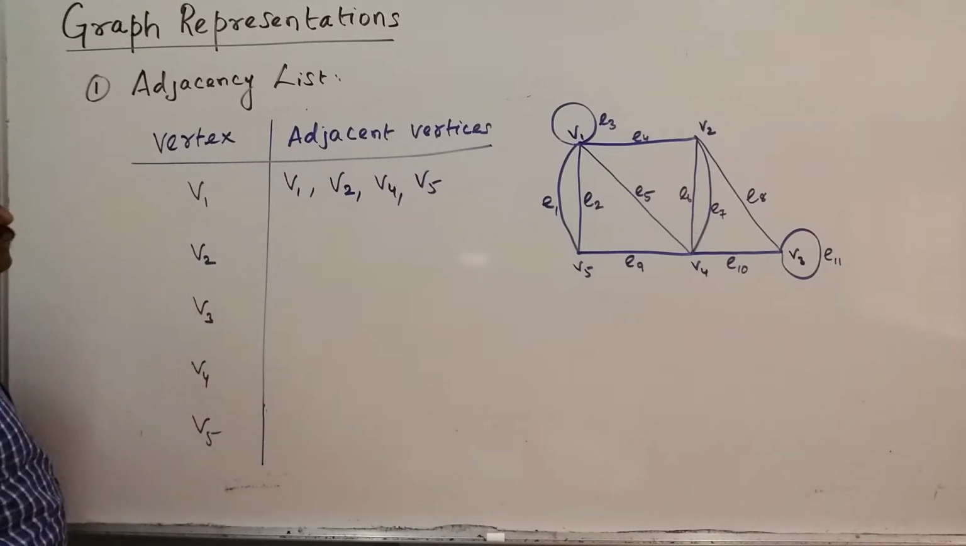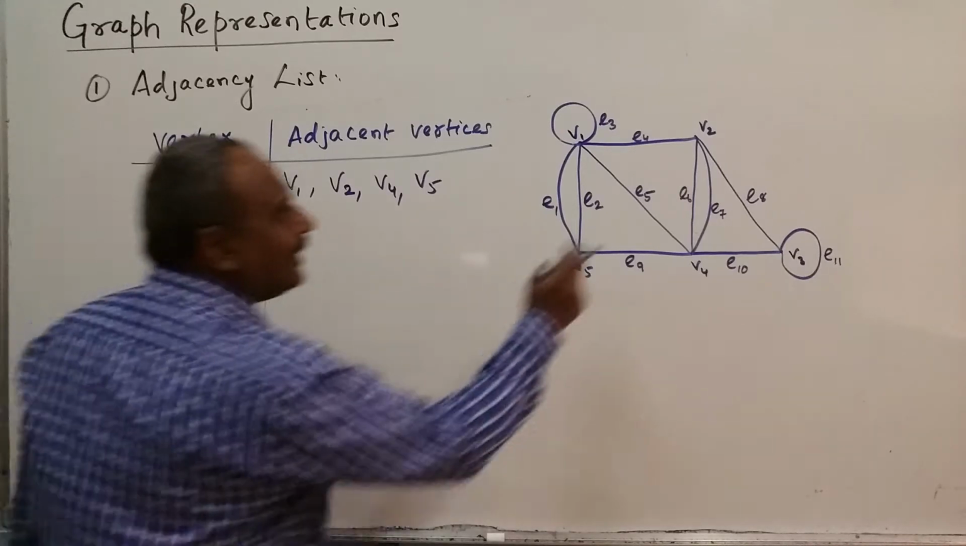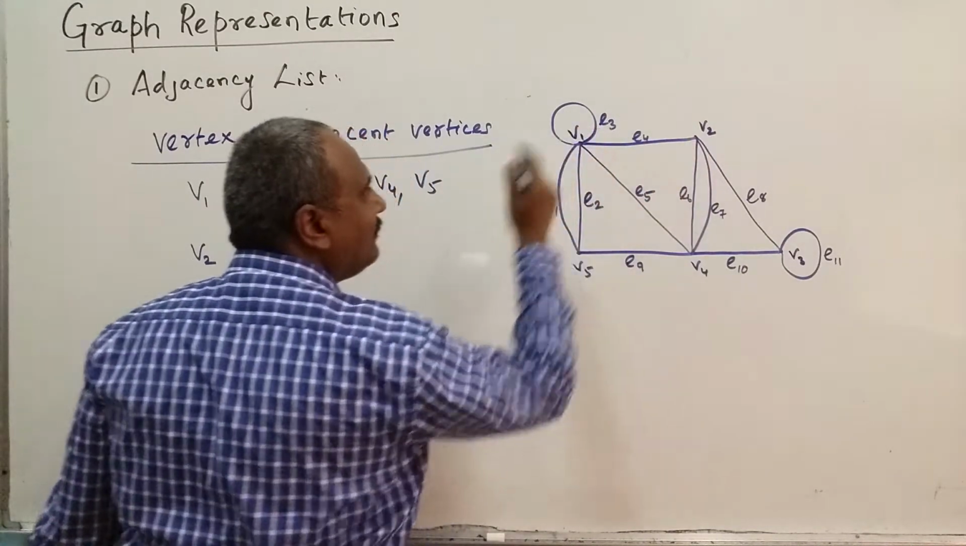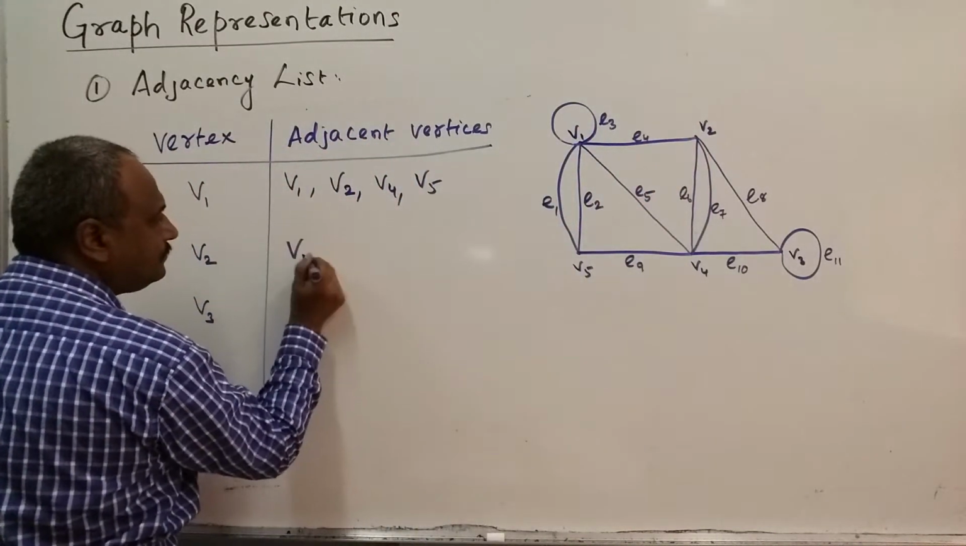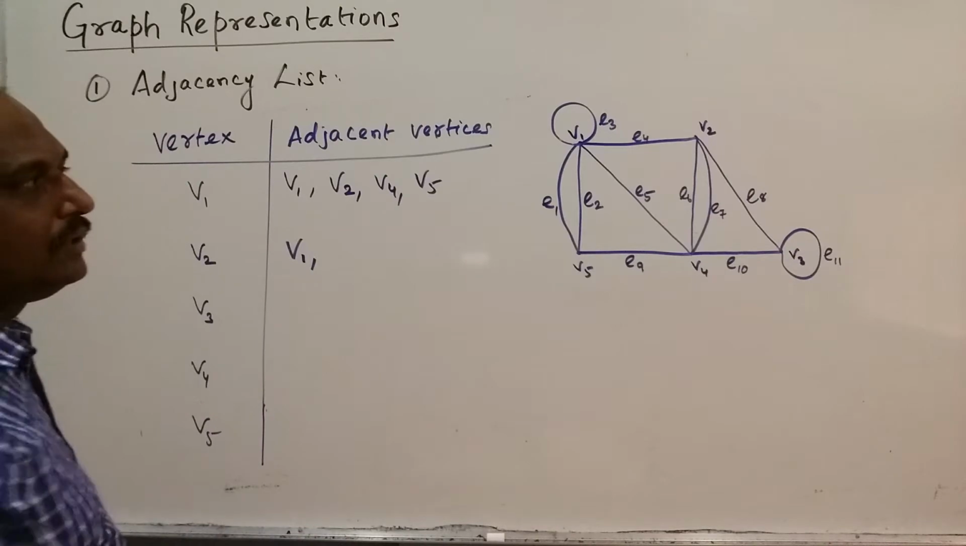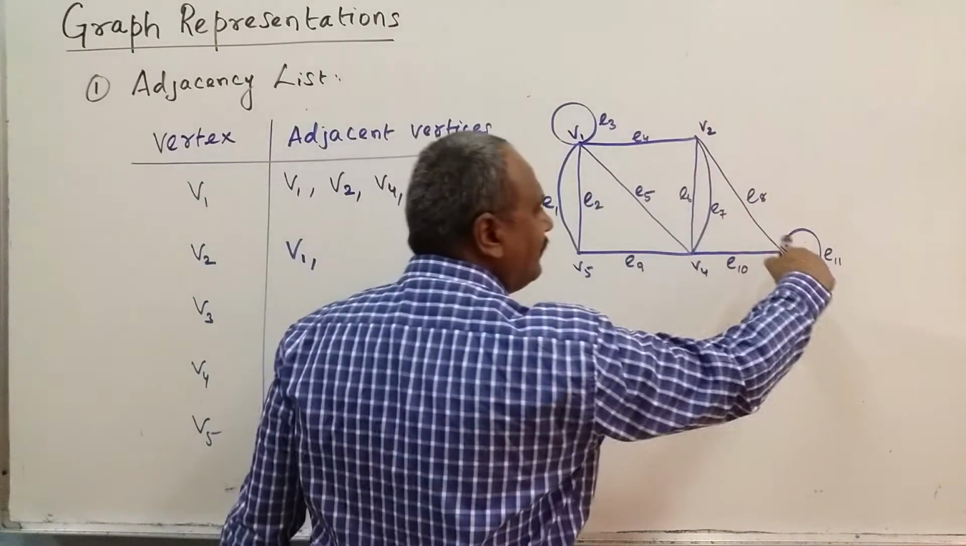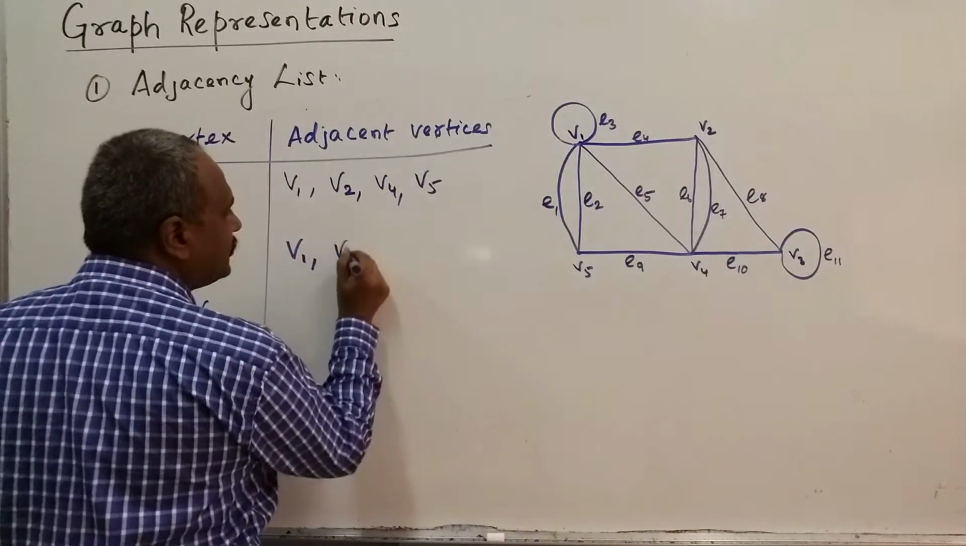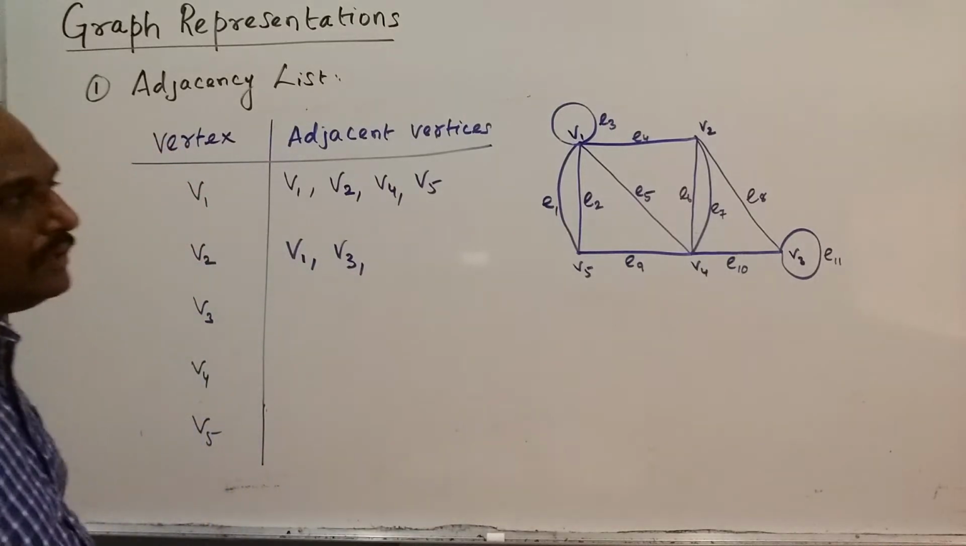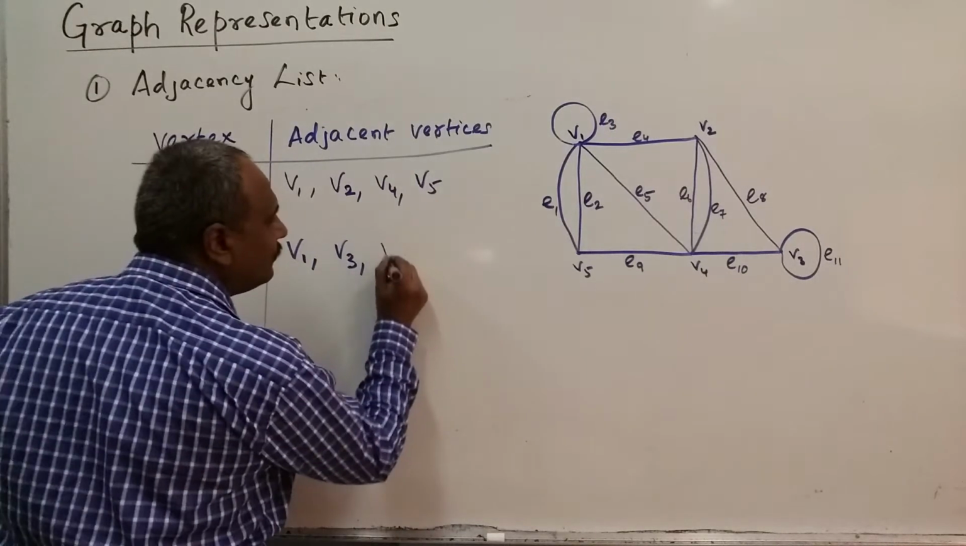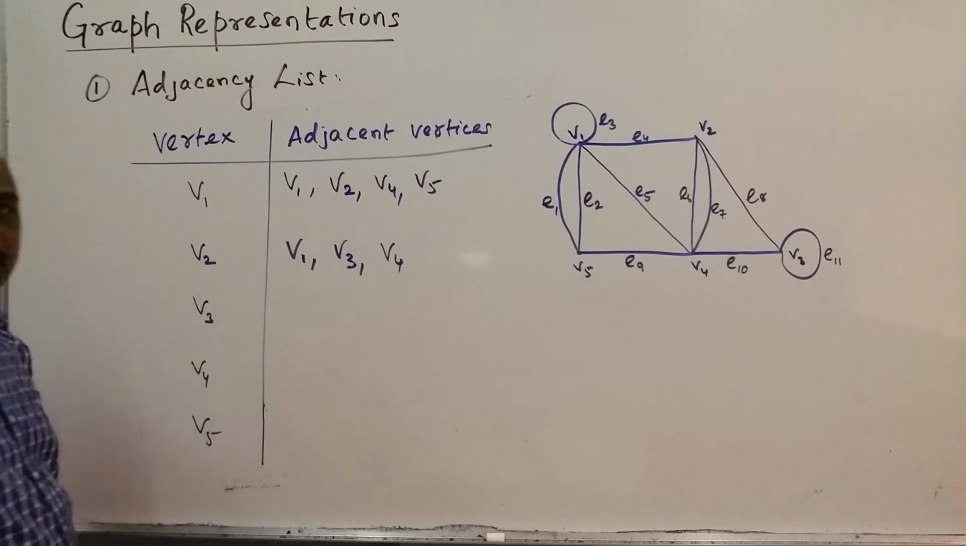I am going to check for V2. When we take V2, V2 is having a link with V1, so V1 is adjacent. V2 is having a link with V3. There is an edge, so this is adjacent. V2 is having a link with V4, so they are adjacent.